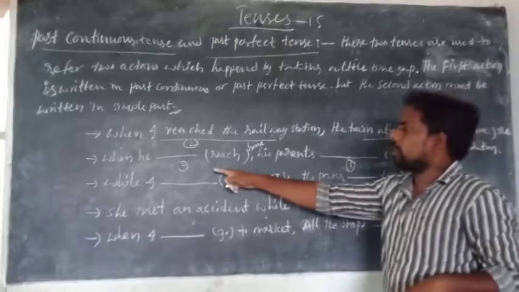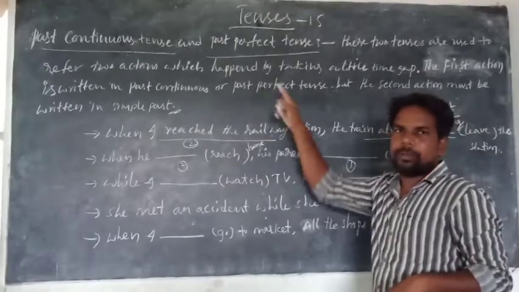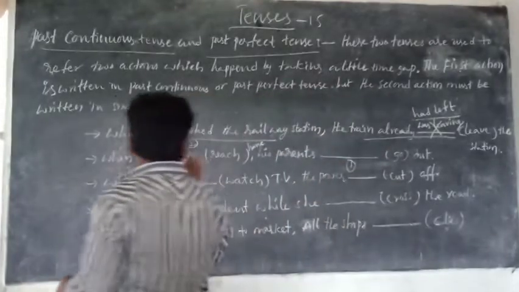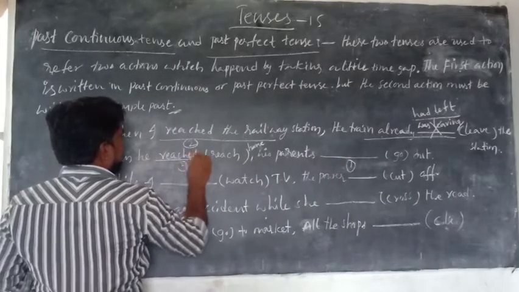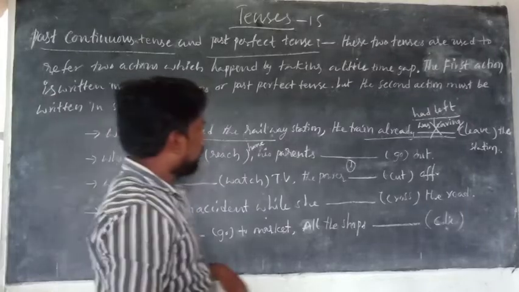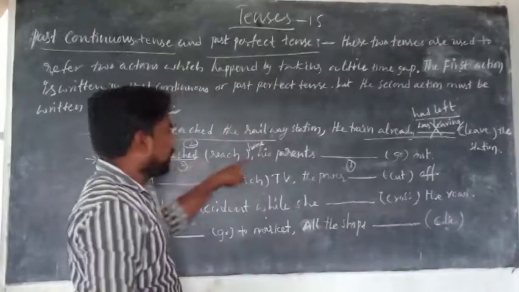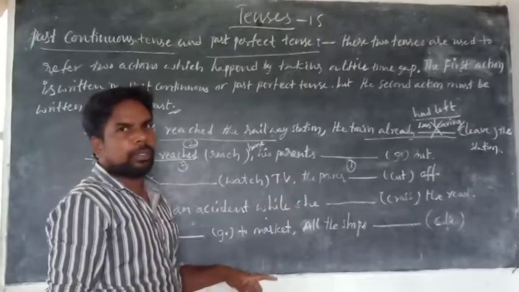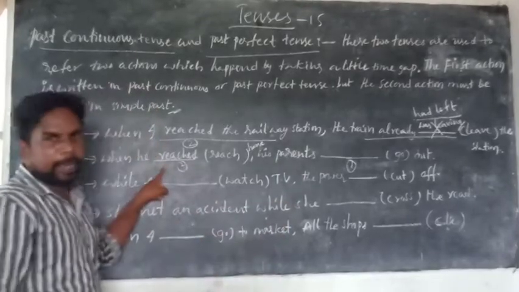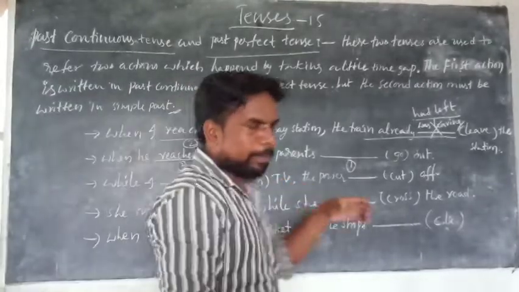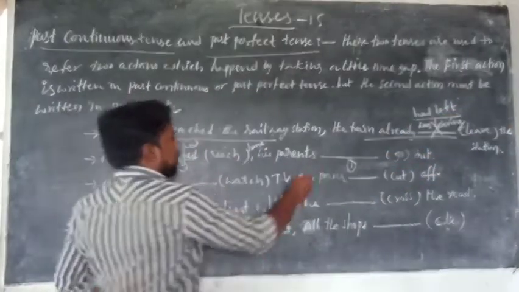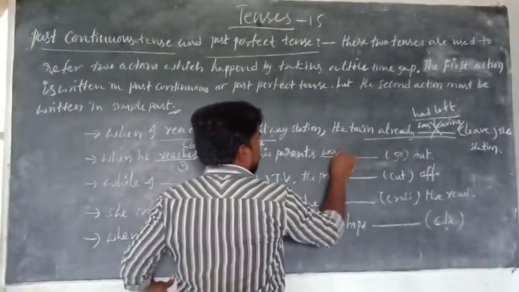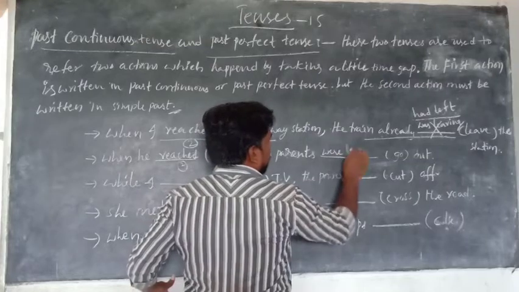The second happened action should, no doubt, be written in which tense? Simple past. So the answer is reached. When he reached his home, his parents had gone out. Is it clear? It is the second happened action. When you reached home, your parents had gone out. Okay, so if you think it is past continuous, the answer is were going.